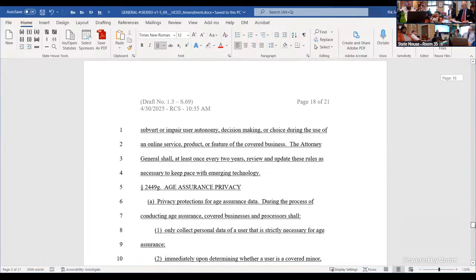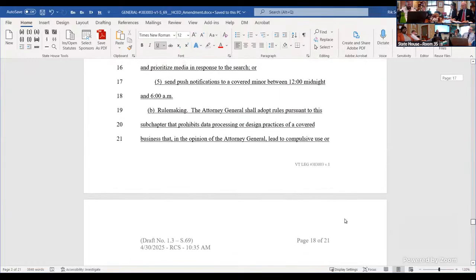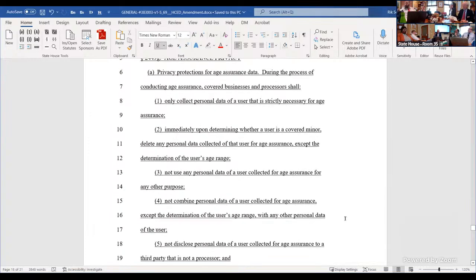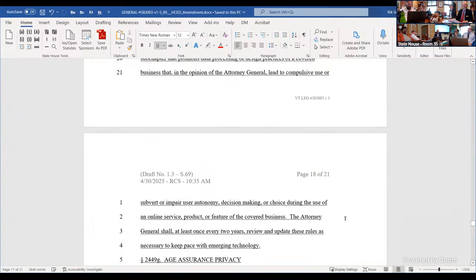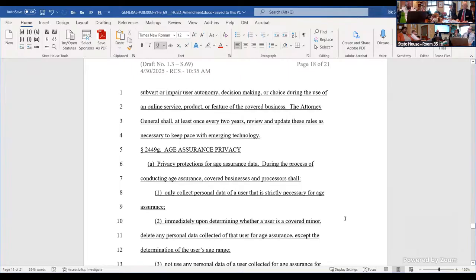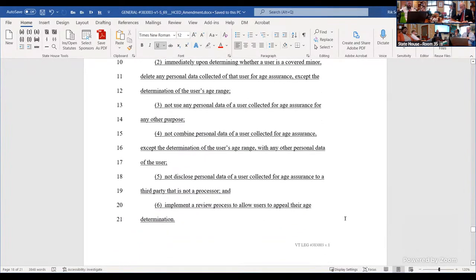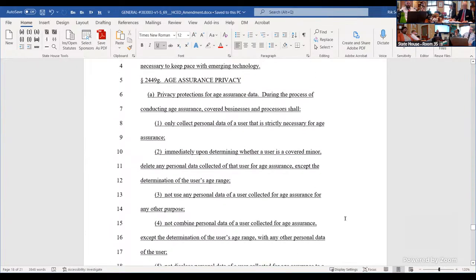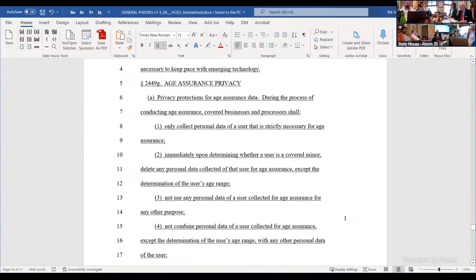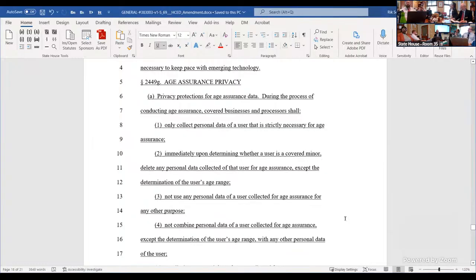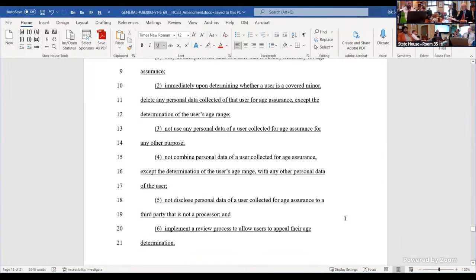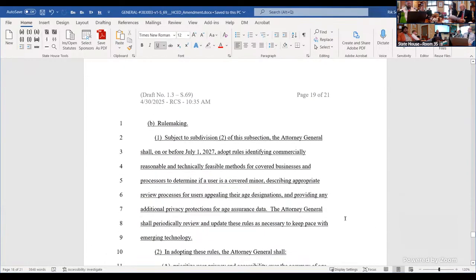I think it talks generally about methods for covered businesses and processors to determine. Oh, so we're getting to that. There's two rulemakings. I'm jumping ahead. The first rulemaking is about design practices and data privacy. It throws me off too. So there's two rulemakings here. In fact, we are on subsection A. Subsection B, I think, is the rulemaking. Do you have a question? Oh, yeah. For the age assurance privacy, I got through 6, implement a review process to allow users to appeal their age determination. And then on page 19, you have the rulemaking.